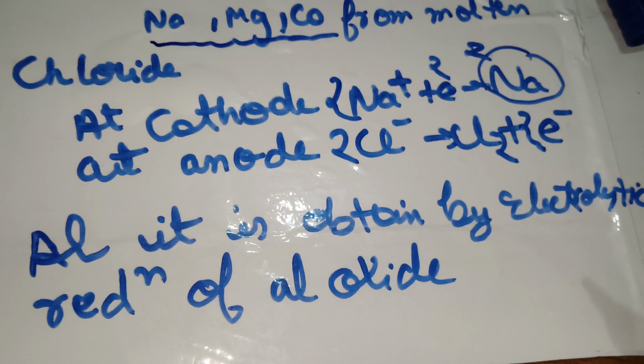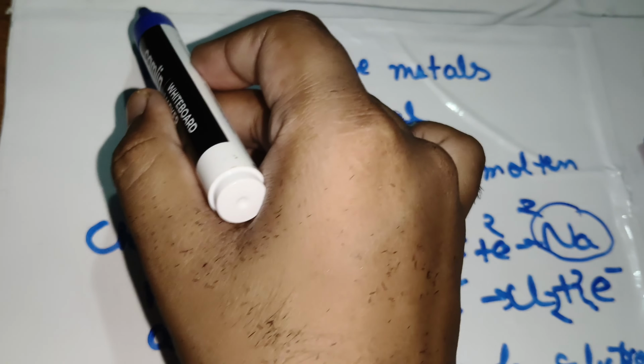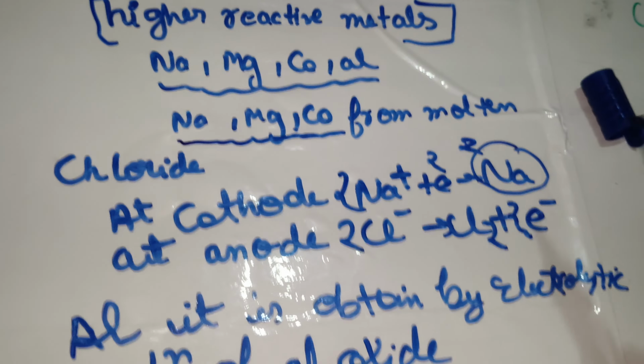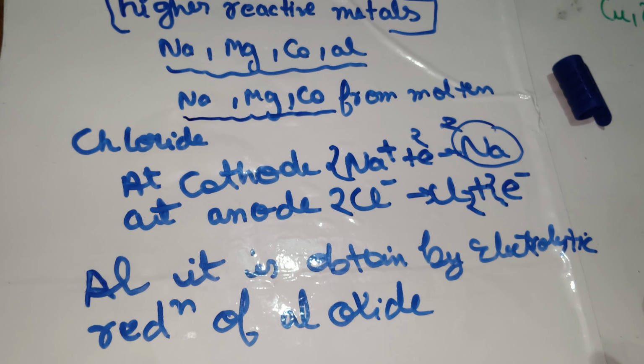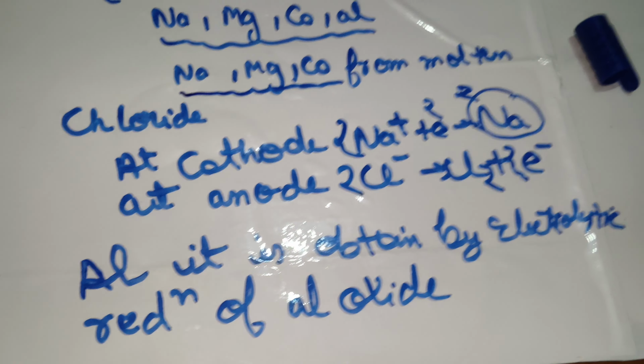Now we have seen this for the higher reactive metals, but now we see how we are going to extract, or we can say purify, a metal from its impure state. And we can do this by electrolytic refining. Now we take the next page on the screen.